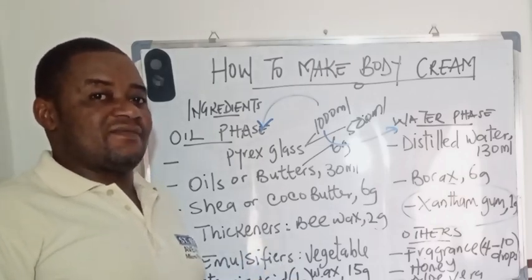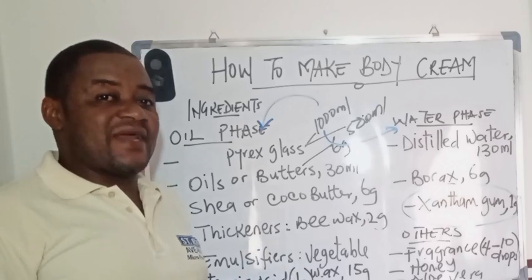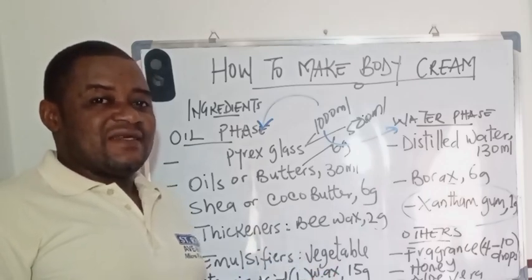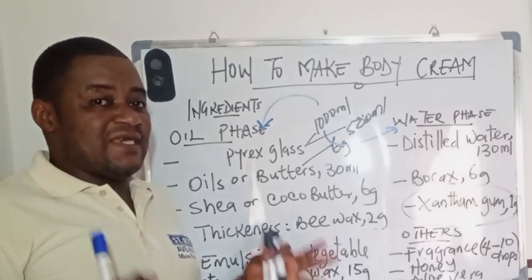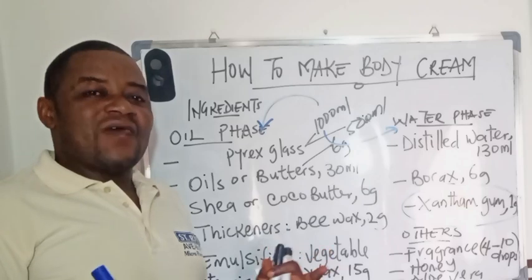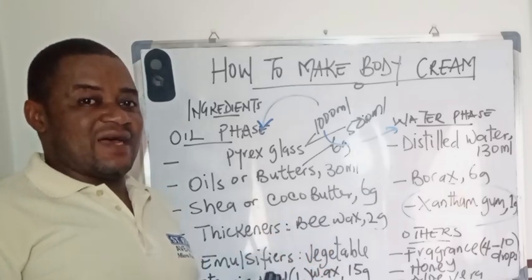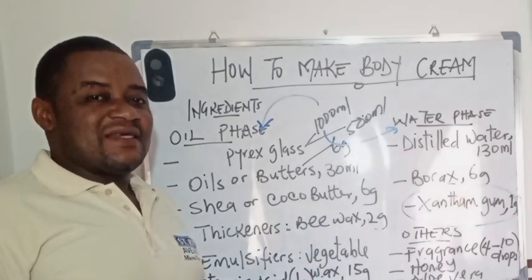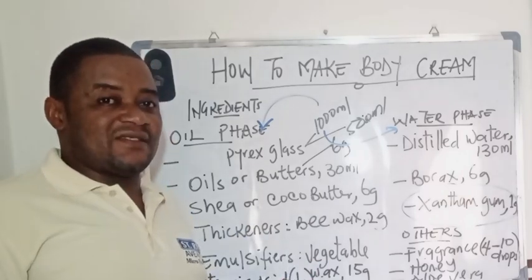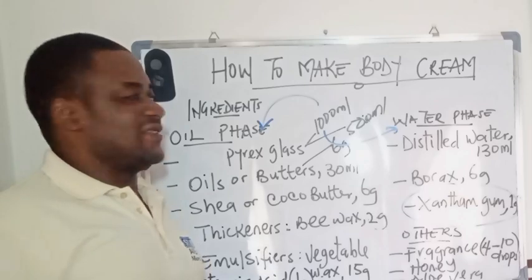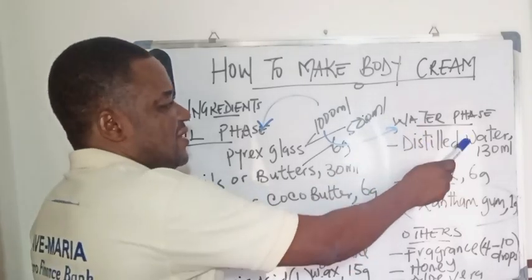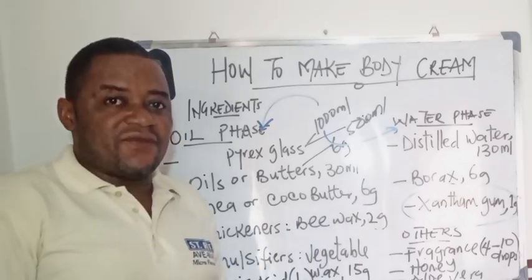Don't heat direct. If you must heat direct, reduce the flame in your gas. You don't have to use much heat in order not to burn it, because they are oils. So you have to reduce the flame in your gas. Otherwise, get a bigger pot, put water inside. It serves as a water bath. If you are in the lab, use a water bath. Sit this 500 ml container that houses the distilled water and borax on one side of the pot.